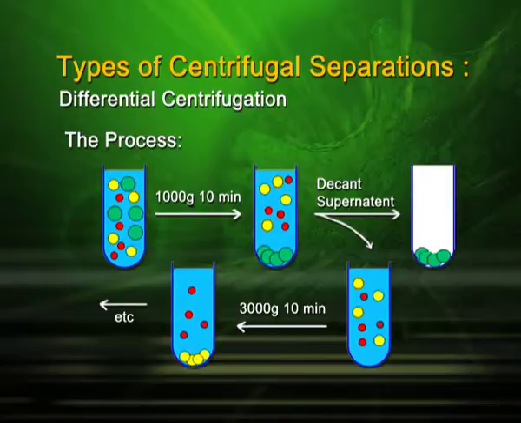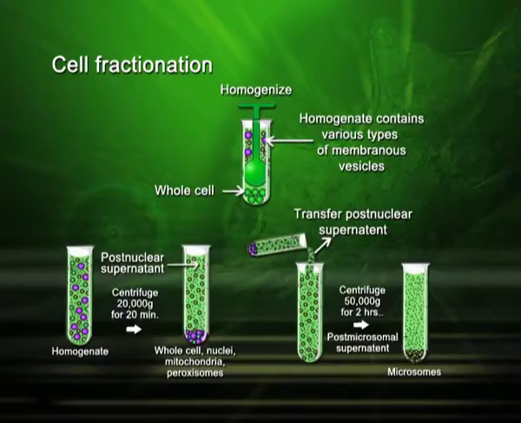Now, you can see that slowly the comparatively bigger sized particle, that is the yellow colored particle, settles down and forms the pellet. Again, that pellet is decanted, the supernatant is taken, and it is subjected to a slightly higher centrifugation. This process is known as differential centrifugation, where the cell homogenate is subjected to repeated centrifugation by slowly increasing the RPM and RCF. An example of differential centrifugation is cell fractionation.